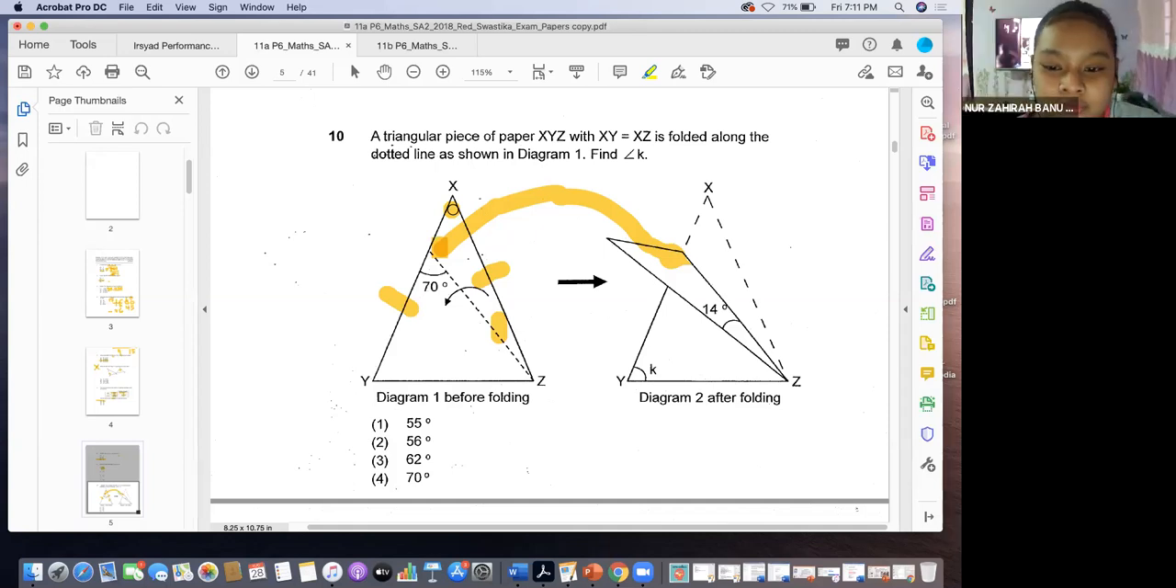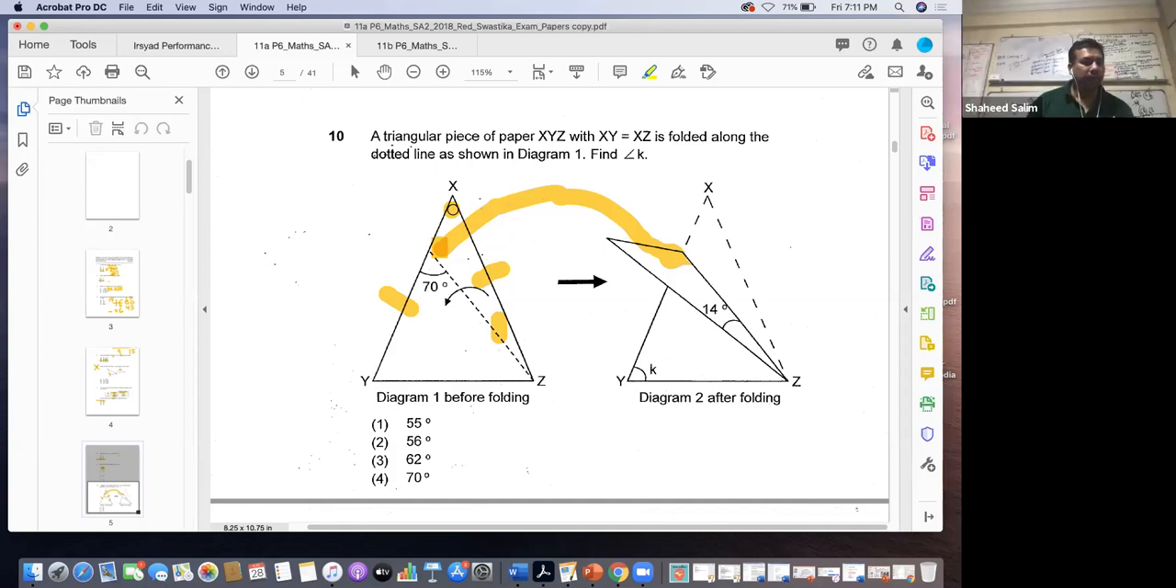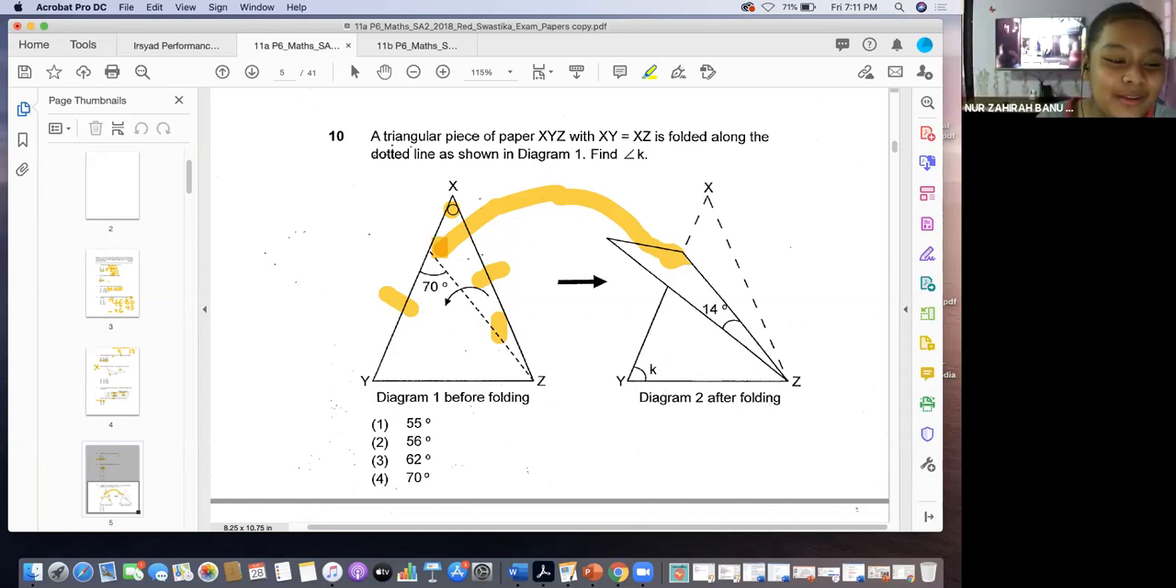Answer number 2. Number 2, says Miss Zahira, number 2. Wait, no. No, number 2.